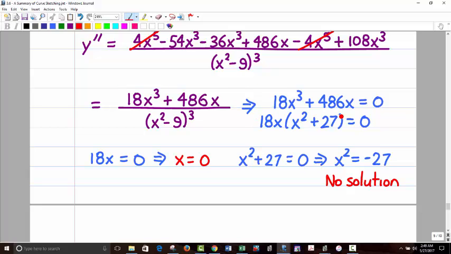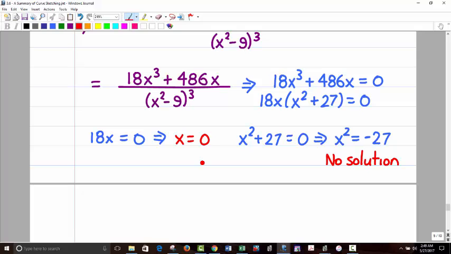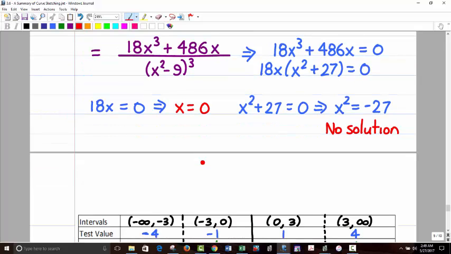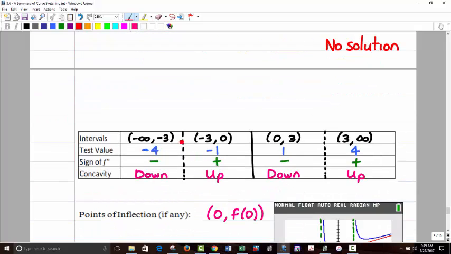So there's your numerator. We only have to set the numerator equal to 0. So 18x equals 0 means x equals 0. X squared equals negative 27 will not generate anything. So 0 is our only possible inflection point. Our discontinuities must be there, though. Again, remember those? The negative 3 and the positive 3, we're going to be there no matter what, whether we got the 0 or not. But the 0 is there.